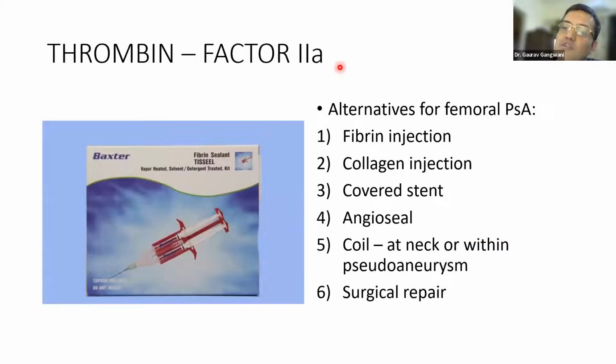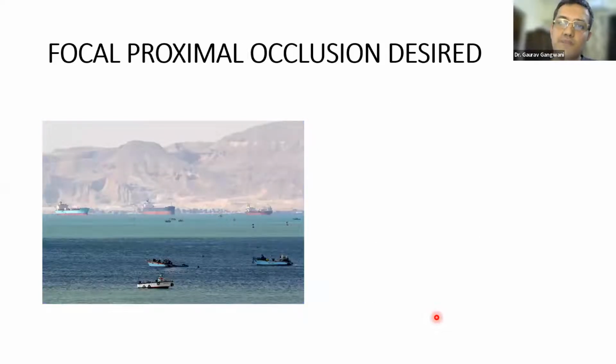Of course, there are many alternatives for femoral pseudoaneurysms. You have fibrin, collagen, which usually requires large sheets. Covered stents, not a good idea in the CFA; you don't want to jail the profunda. Angioseal, recently a colleague showed how to use Angioseal to clog off the neck of the pseudoaneurysm with an excellent result, and I do agree it's a good novel alternative. Some people have tried coiling at the neck or within the pseudoaneurysm, and that has worked to induce rapid thrombosis. And surgical repair, don't forget it. It's not that you always have to embolize or use an embolizing agent. You can always refer for surgical repair.